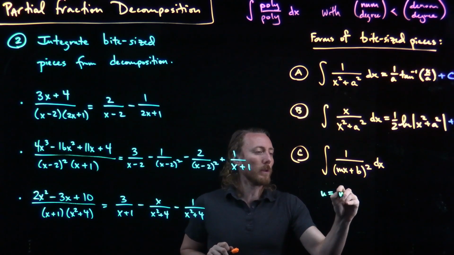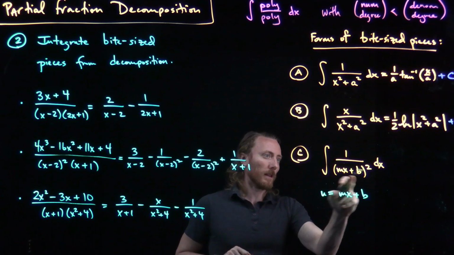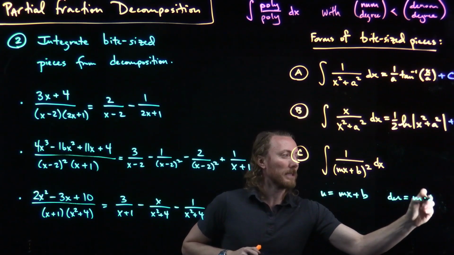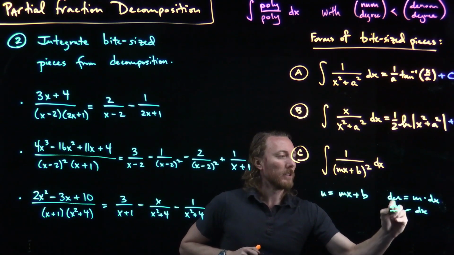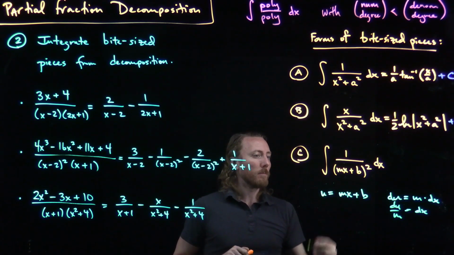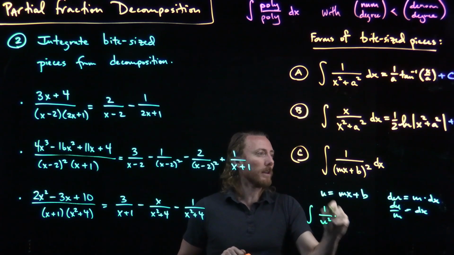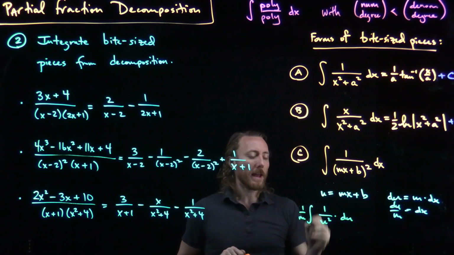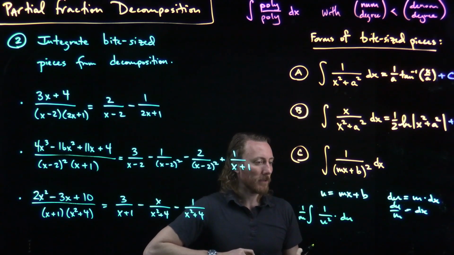Here we'll just let u equal mx plus b. Remember, m and b are just numbers. This is just a linear factor. So du is just m times dx, which means dx is just du divided by m. Then plugging everything in, we'll have the integral of 1 over u squared. But dx is du over m, so factoring out that m, we just have 1 over m times the integral of 1 over u squared du.